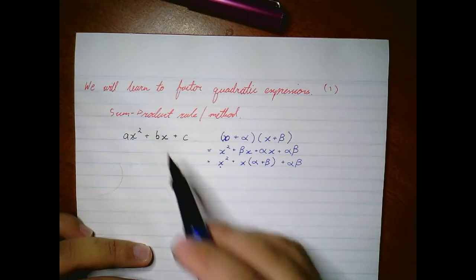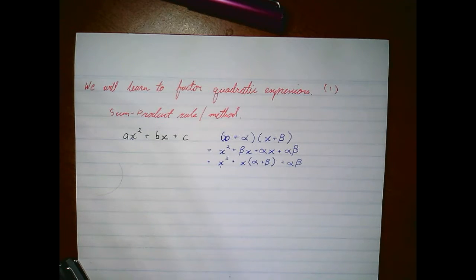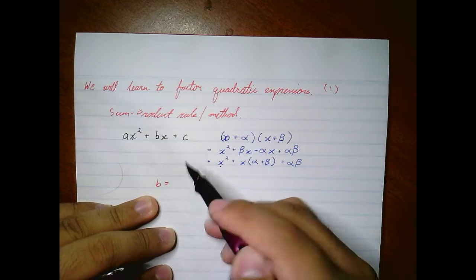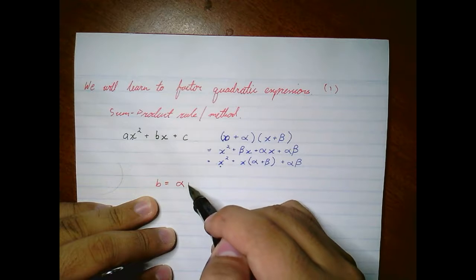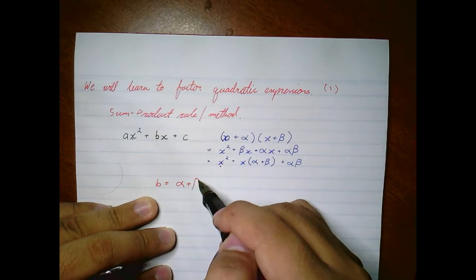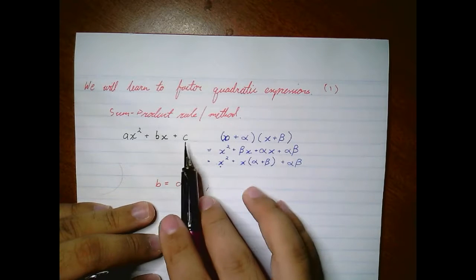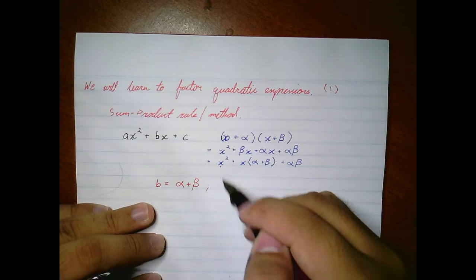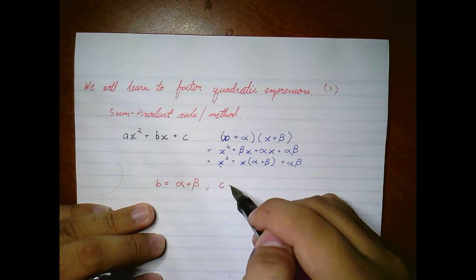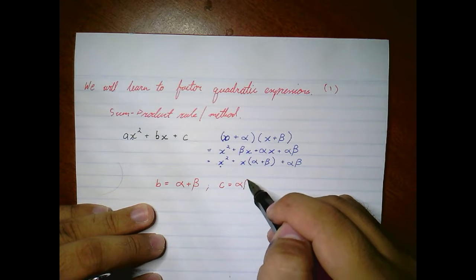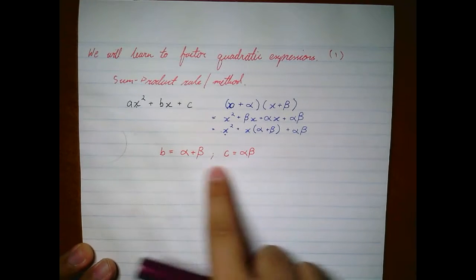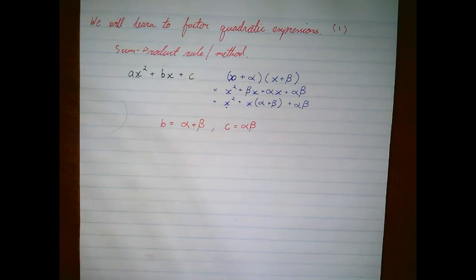Take a look. We're going to use b here. I'll do it in red actually. B here is the result of 2 numbers that add to alpha plus beta, and c is the result of 2 of the same numbers that multiply to give c. So c is equal to alpha times beta, alpha beta. So I'm going to keep this at the top of the page just so that we can see it all the time.